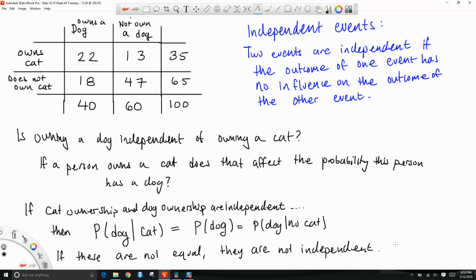I mean, there's a possibility that the person writes with his left hand but is actually not left-handed. But if you know that the person writes with the left hand, that definitely changes the probability that the person is left-handed. So this is what we want to know: is the probability of dog given cat the same as just the probability of dog overall?